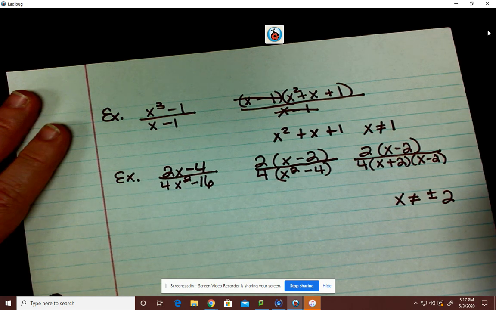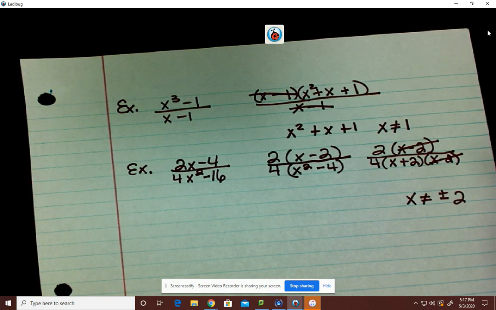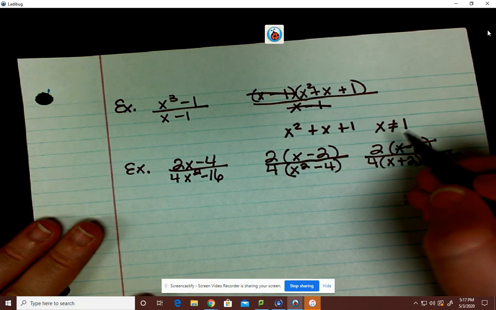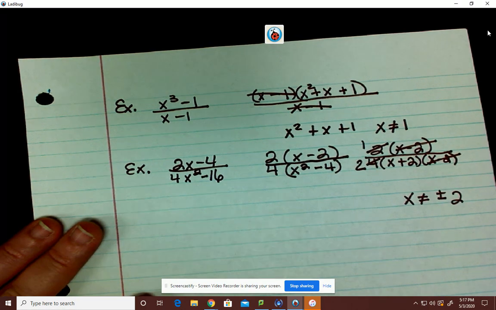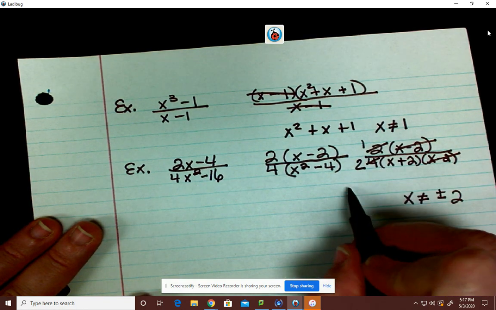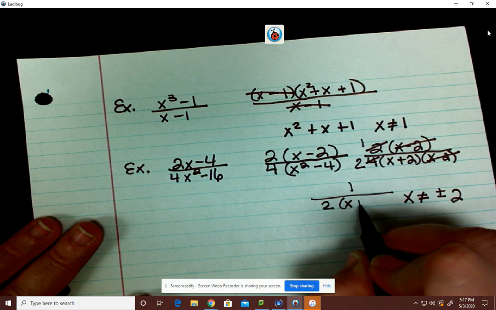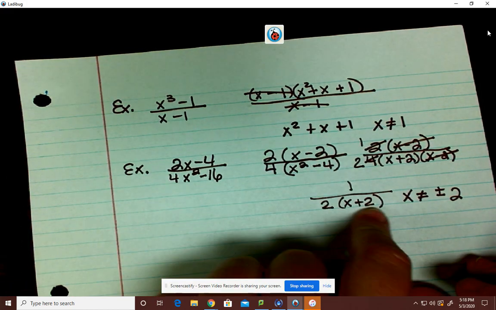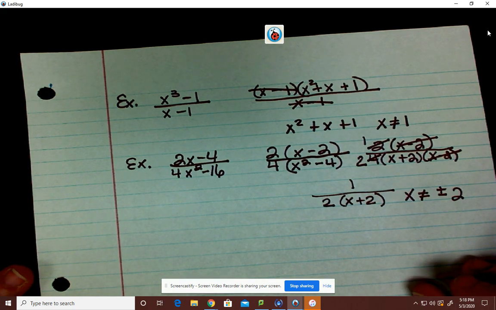Then we simplify. So I know I can simplify those x minus 2's. But now I've got some numbers here that will simplify. So 2/4 simplifies to 1/2. So in the numerator, the only thing that's left is a 1. And in the denominator is a 2 and then an x plus 2. And you leave it like this. Like you don't multiply things back together or anything. That's how you'll leave your expression.